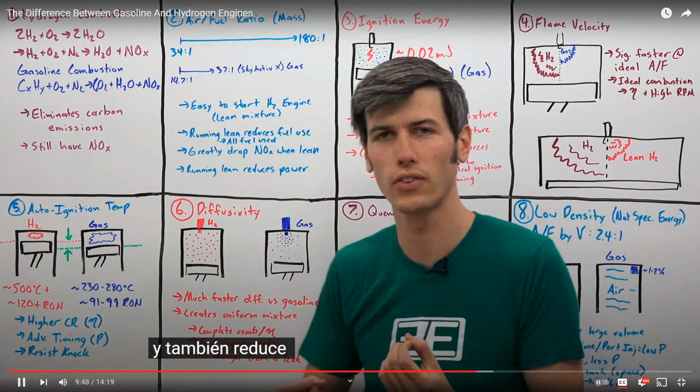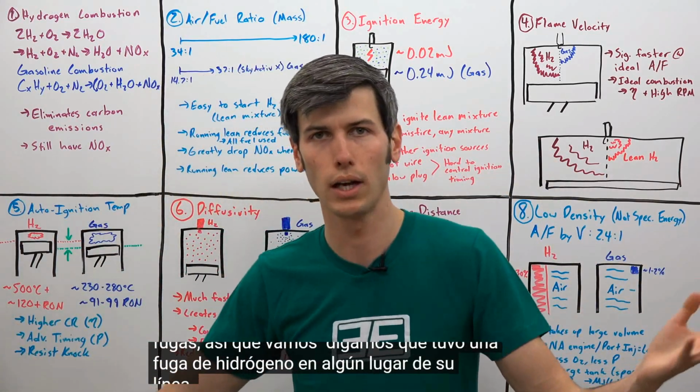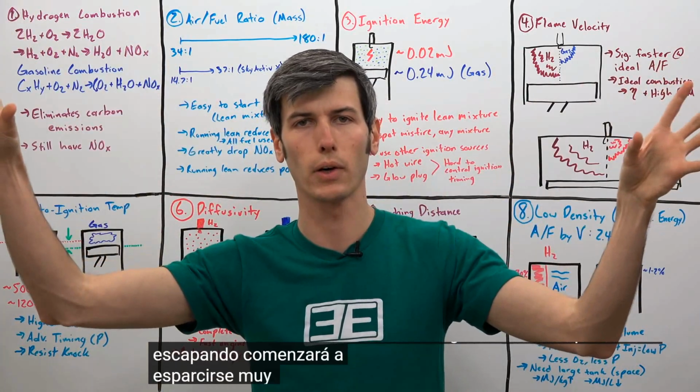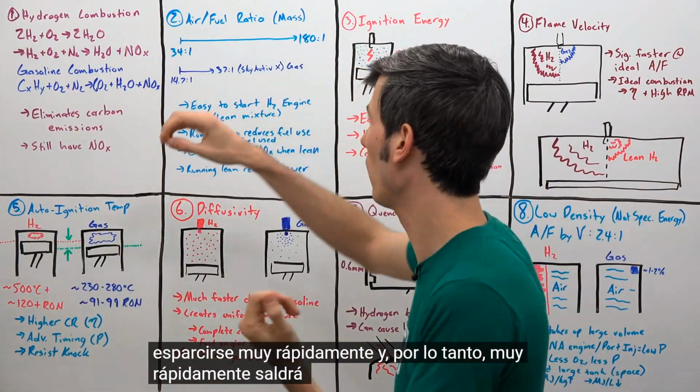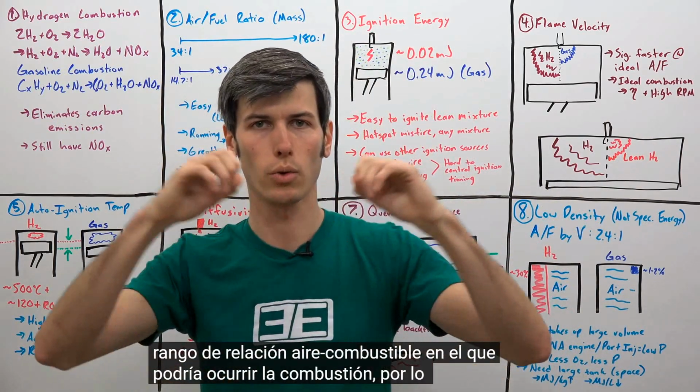And it also reduces the danger from leaks. So let's say you did have a hydrogen leak somewhere on your fuel line. Well, that hydrogen, as it's leaking out, is going to start spreading out very quickly. And so it's very quickly going to get outside of its air-fuel ratio range in which combustion could occur. So it'll spread out very quickly.